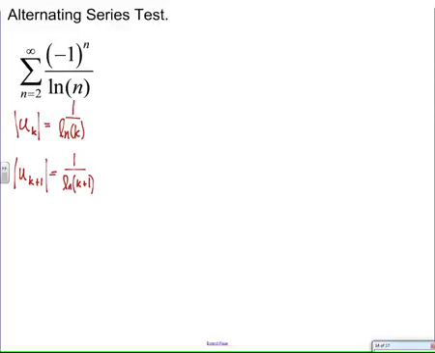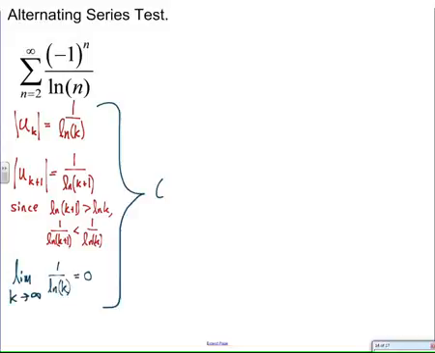Notice as far as absolute values are concerned, I don't really concern myself with this negative 1 to the n power because I'm going to take the absolute value. I'm going to get positive results anyway. So this is either going to be 1 or negative 1. Results are going to be 1 no matter what. So clearly, since natural log of k plus 1 is bigger than natural log of k, for all k bigger than 2, then 1 over that natural log of k plus 1 is going to be less than 1 over natural log of k.